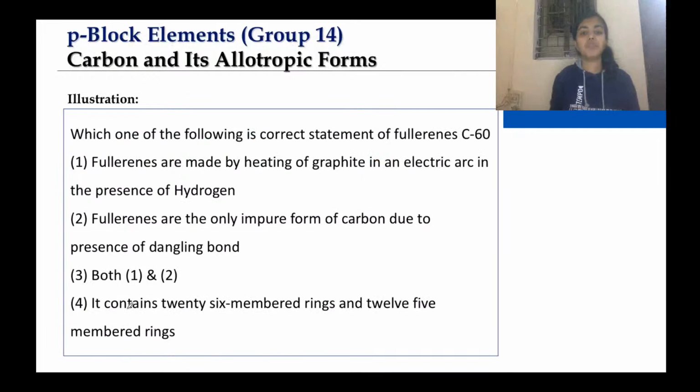Now the question is, which one of the following is the correct statement of fullerene C60? Correct statement you have to tell me. What should be the answer? All of the facts we have discussed in today's class.